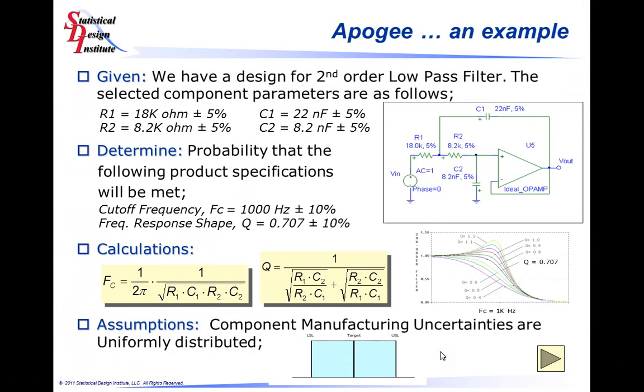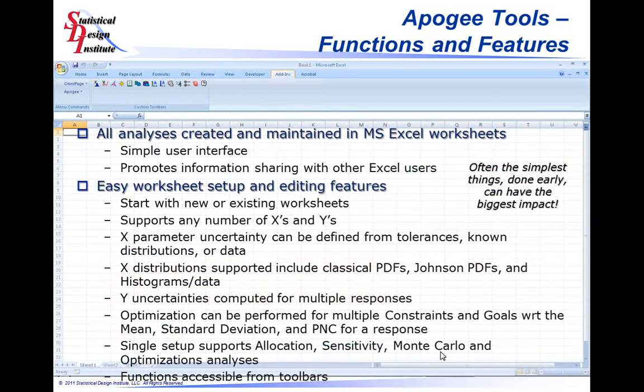And so now we have determined the probability that the product specifications will be met, or in our case will not be met, looking at the probability of non-compliance for both the cutoff frequency and the shape Q. Through this analysis, we've demonstrated that we can take an existing Excel worksheet, very easily assign properties to the X parameters, identify the Y responses that we want to analyze, and then perform a sensitivity analysis and Monte Carlo analysis in order to assess the performance in the presence of variation.